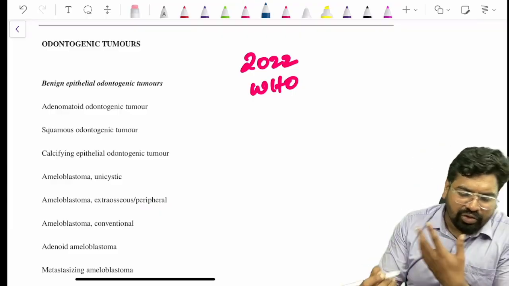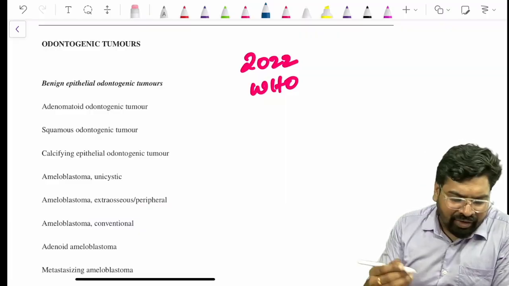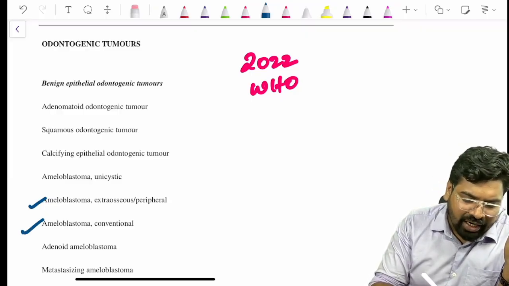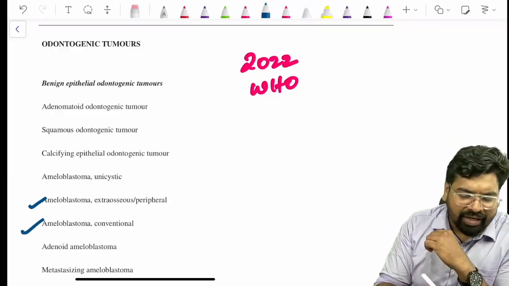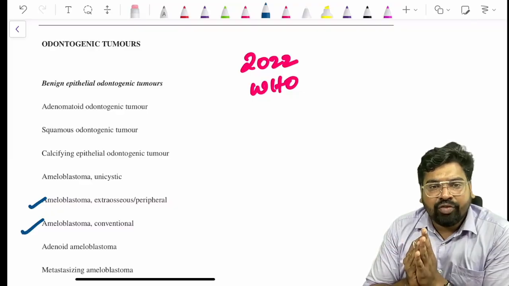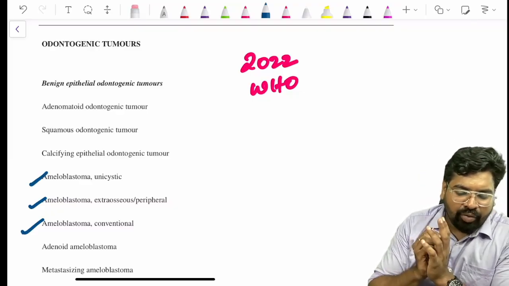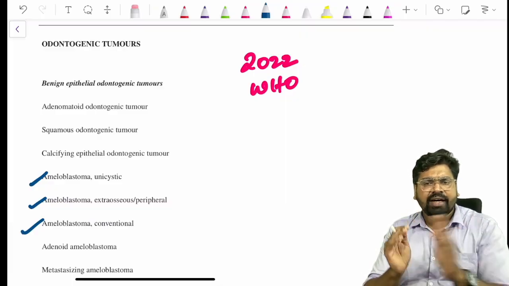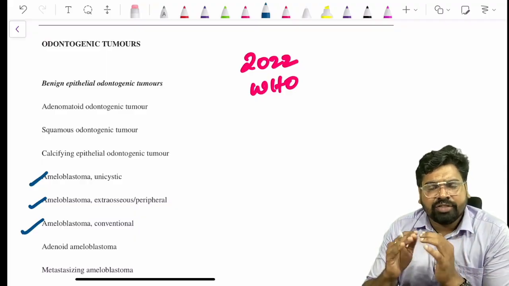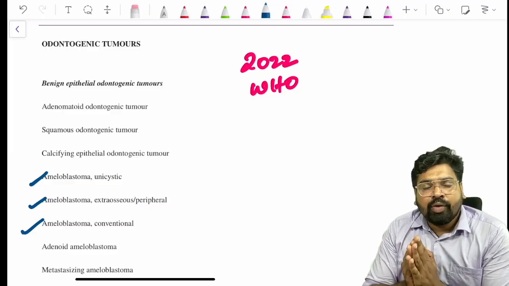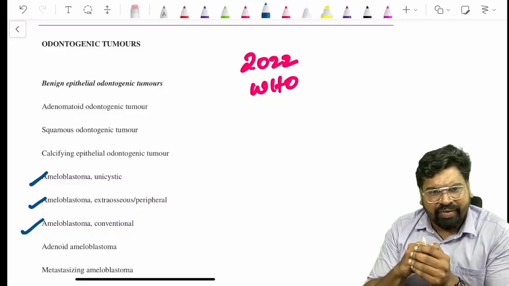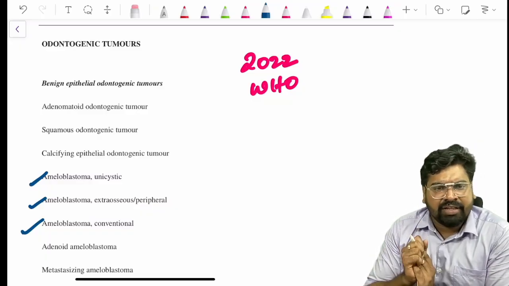So let's see the odontogenic tumors. There are many tumors. The main one is ameloblastoma. The conventional ameloblastoma, that is the solid ameloblastoma, or multicystic ameloblastoma. Then comes unicystic ameloblastoma and peripheral ameloblastoma, the ameloblastoma which comes in the gingiva. These three were there from the previous classification itself.